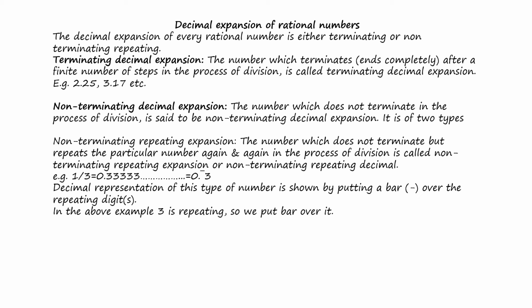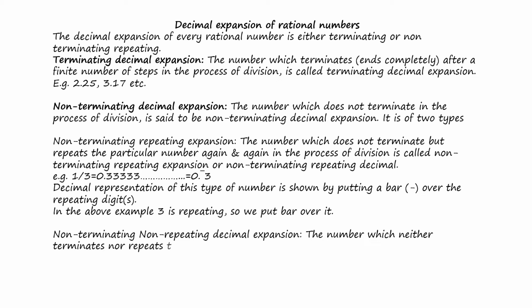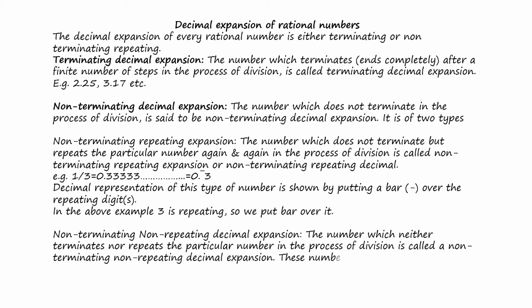Now let's see another type of non-terminating decimal expansion. Non-terminating, non-repeating decimal expansion: the number which neither terminates nor repeats a particular number in the process of division is called a non-terminating, non-repeating decimal expansion. These numbers are called irrational numbers. For example, 1.23150235128 and so on, or square root of 7, square root of 3, etc.